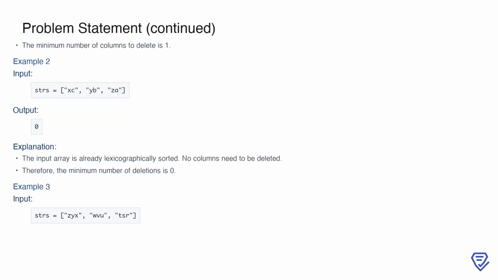In another example, let's consider the input strs equals ["xc", "yb", "za"]. In this case, the output is 0 because the array is already lexicographically sorted. None of the strings violate the condition that each string must be less than or equal to the next. Therefore, no deletions are needed. Now, if we take a different case where strs equals ["zyx", "wvu", "tsr"], the situation changes. Here, none of the columns can be preserved to maintain sorting. As a result, all the columns must be deleted, leaving an empty array, which is always considered sorted. Since there are 3 columns, the minimum number of deletions in this case is 3.